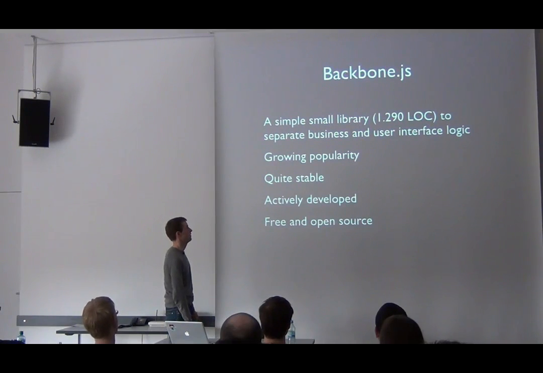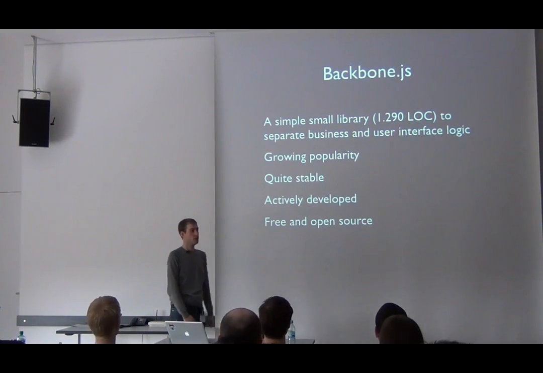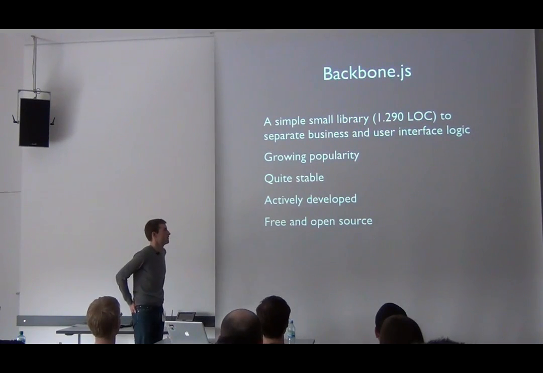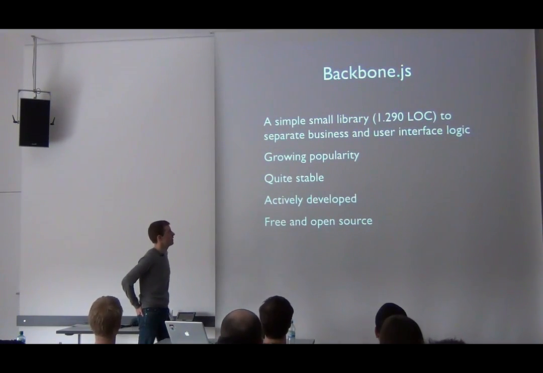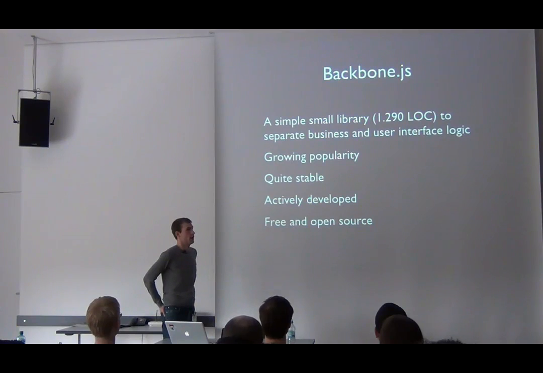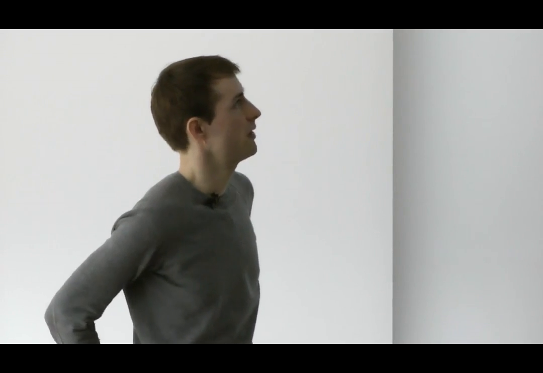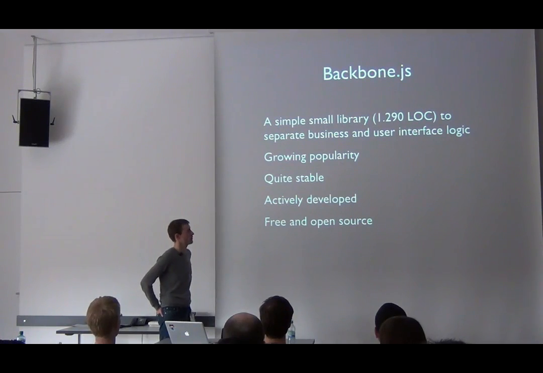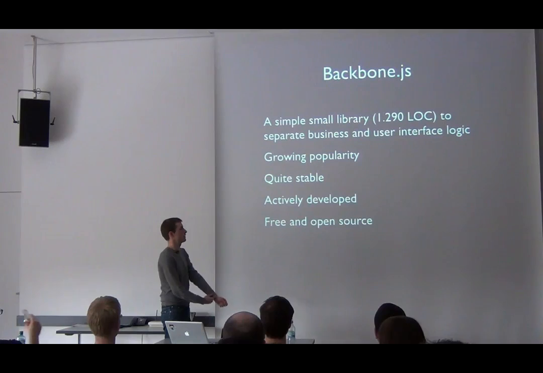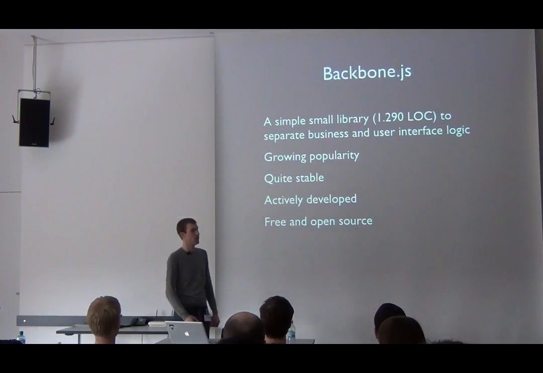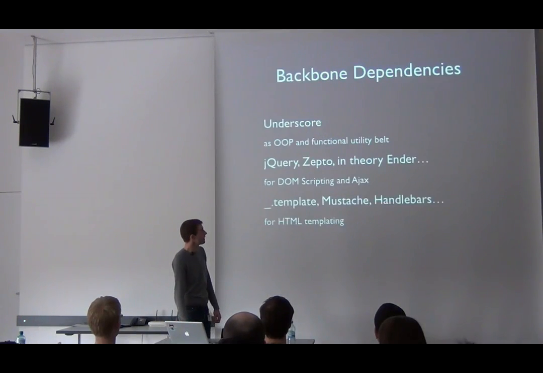So Backbone is a very popular library. Huge IT companies are using it, like, for example, Groupon and SoundCloud and so on, for desktop and mobile apps. It's quite stable. It has almost reached 1.0, and it's actively developed, and of course it's free and open source, so it's driven by a very vibrant community.